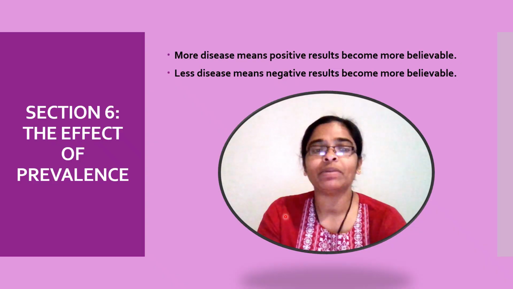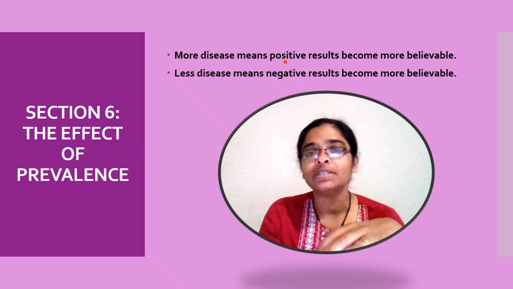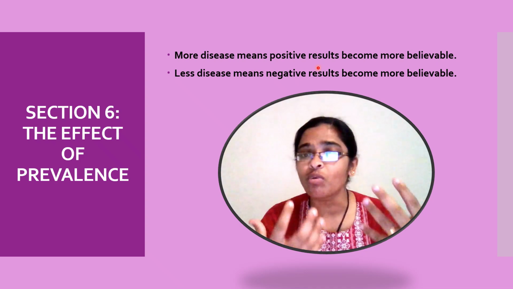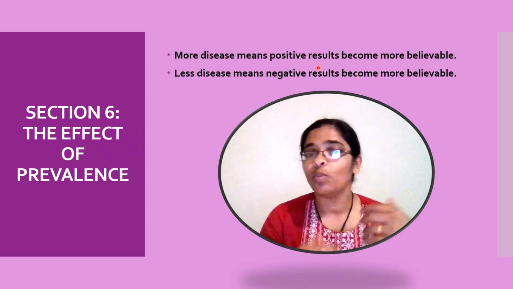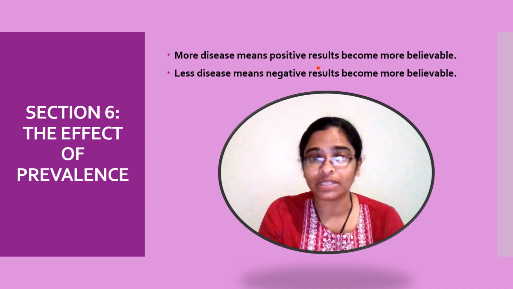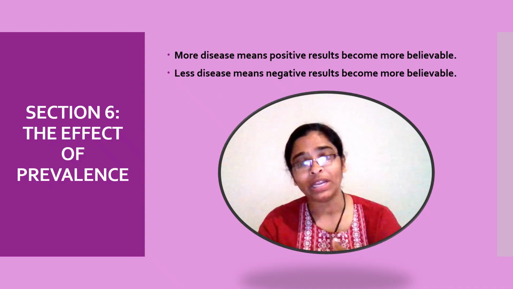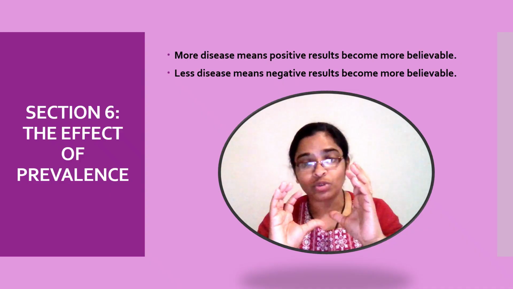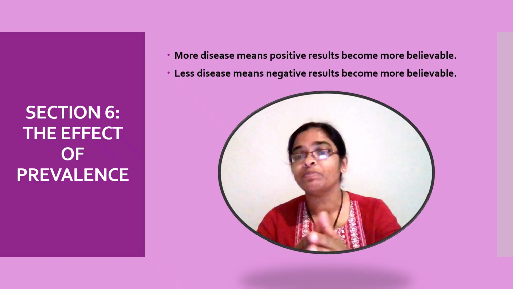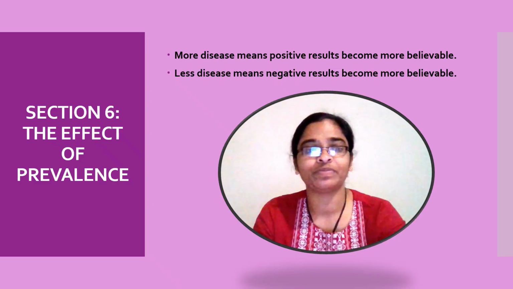A simple way to remember this is more disease. That means an increased prevalence means positive results become more believable. So the positive predictive value increases with more disease or more prevalence. Less disease means the negative results become more believable. So when the prevalence decreases, the negative predictive value becomes more believable, or negative predictive value increases.